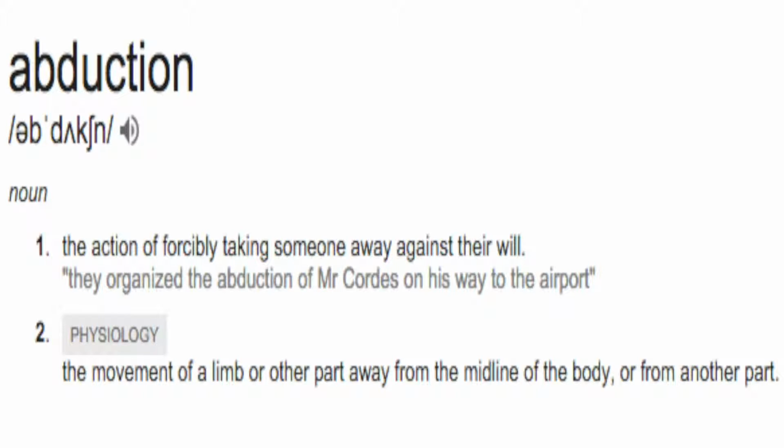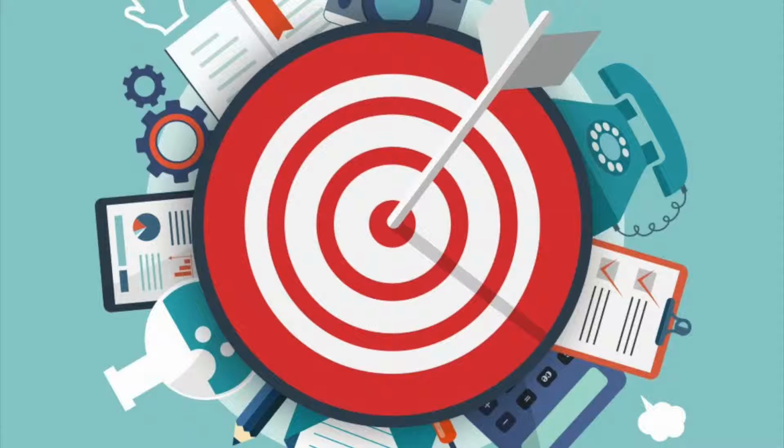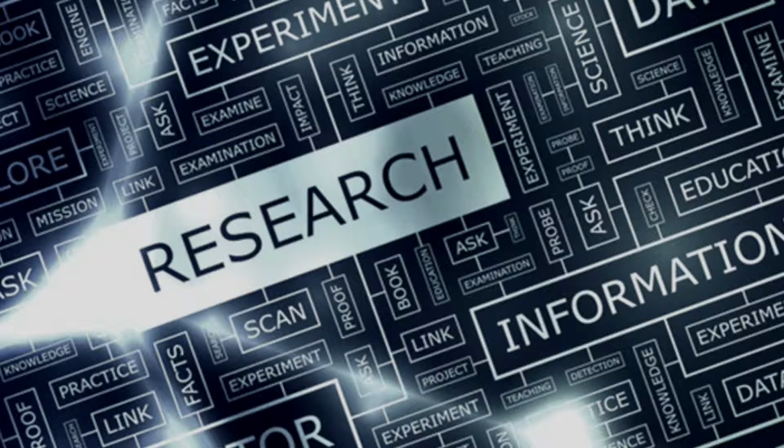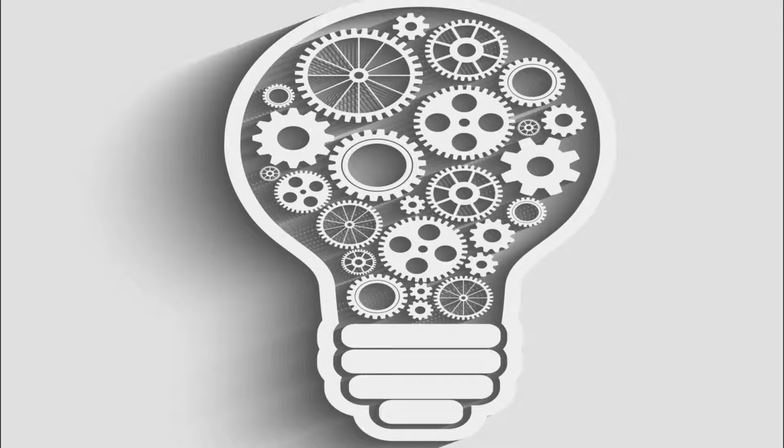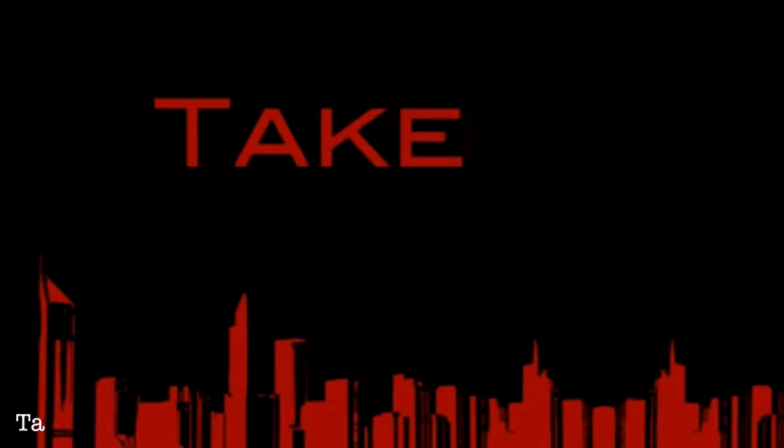The title of my film is Abduction. The word abduction immediately establishes one of the key themes within the crime drama genre. My target audience research was a vital stage in the deciding of the title. 40% of my target audience suggest that the most important thing to establish in my opening sequence was a type of crime. By naming the film Abduction, it straight away suggests to my audience what the opening sequence is about. This is alike to films within similar genres such as Taken.